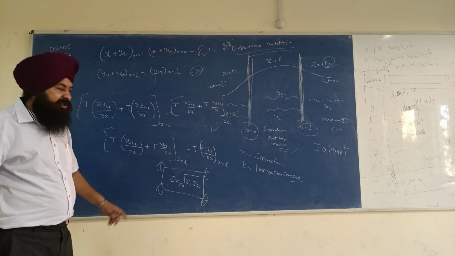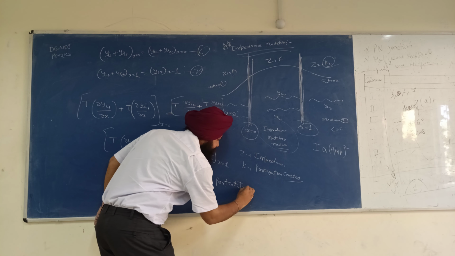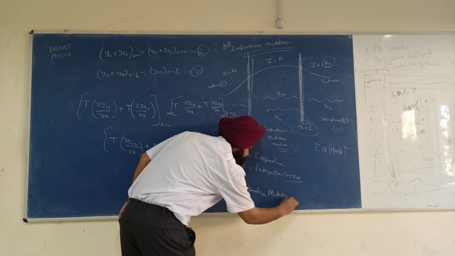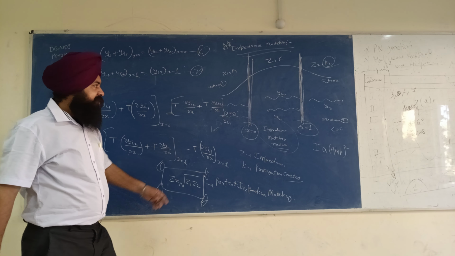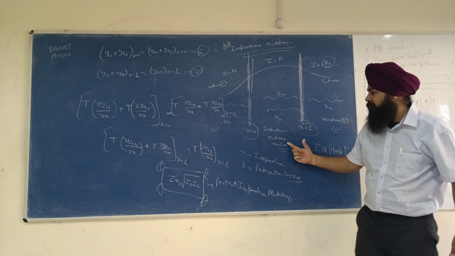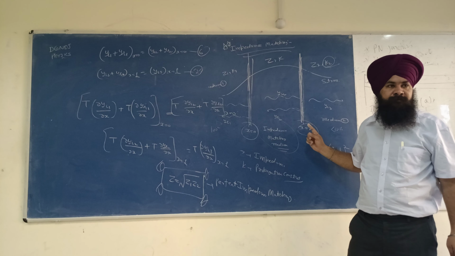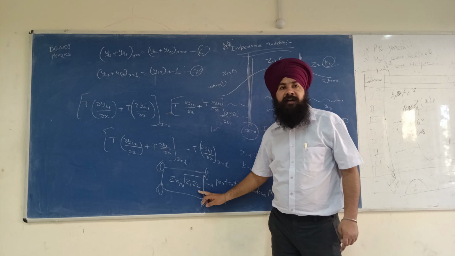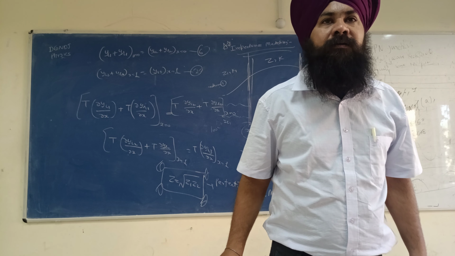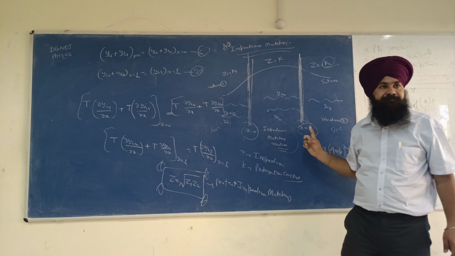If somebody asks, this is the perfect impedance matching condition. The impedance of the matching medium Z must be equal to the square root of Z1 into Z2. We can also call it a geometric mean of the two impedances Z1 and Z2.